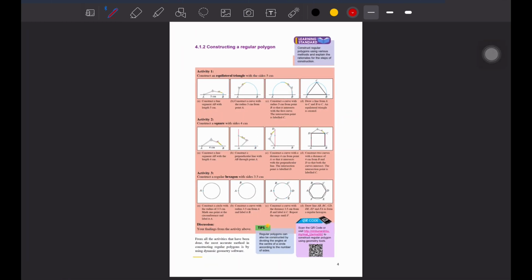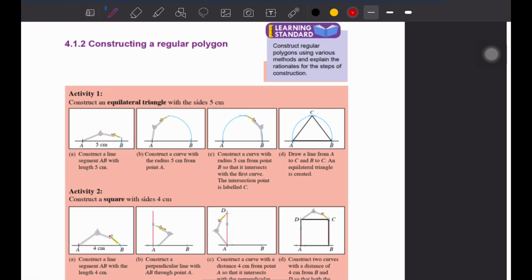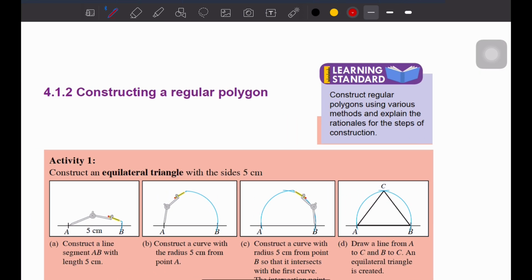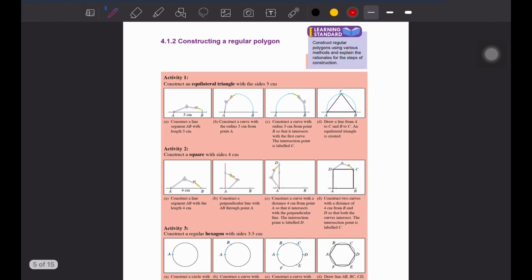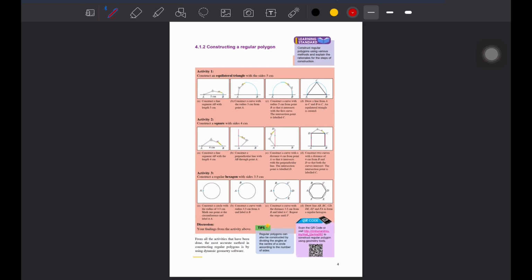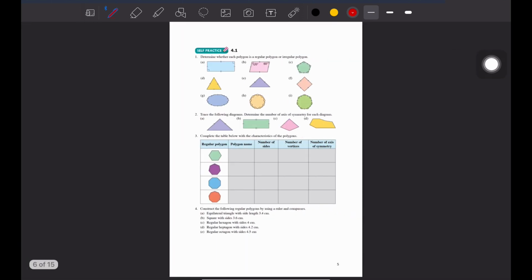Okay, so let's move to the next learning standard, which is to construct regular polygons using various methods and explain the rationales for the steps of construction. For this learning standard, we will do this activity next week. I'm going to show you how to construct the polygon next week, so you can save this learning standard for next week. So let's proceed over here.